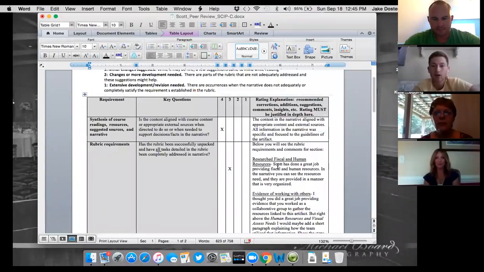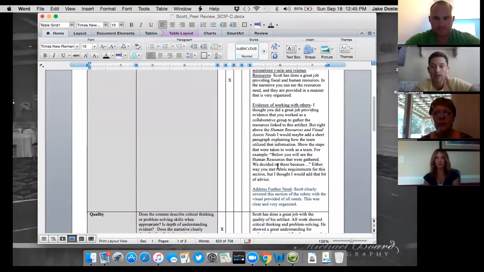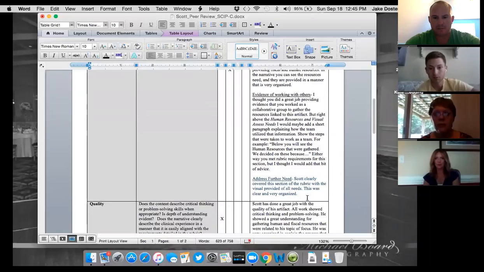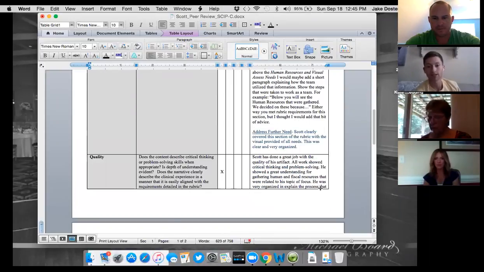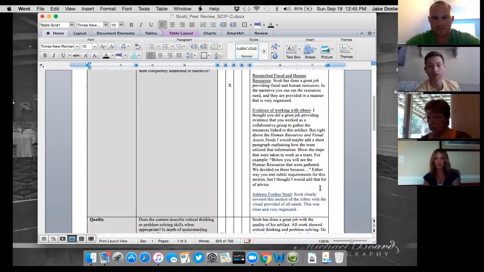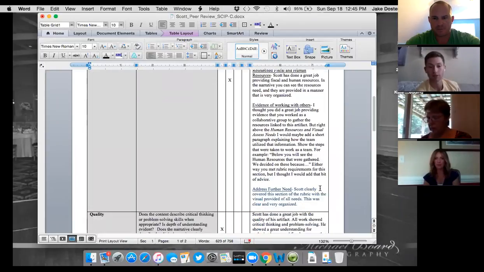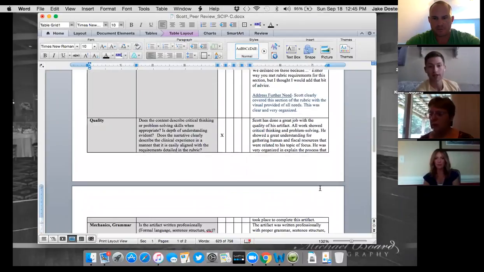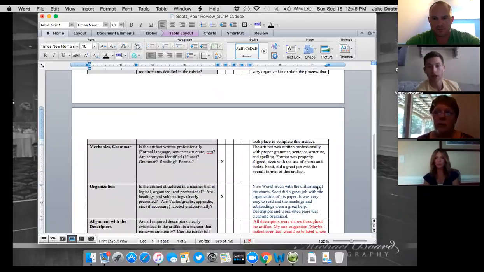You definitely had all the rubric requirements, as always. I think you helped me, after I read yours, to go back and say, all right, this is where I need to add some things. But you clearly covered the section with the visual. This was clear and very organized, that part of the rubric with the further needs. You and Tammy both did a great job with that, and that's what I noticed from both of your papers.